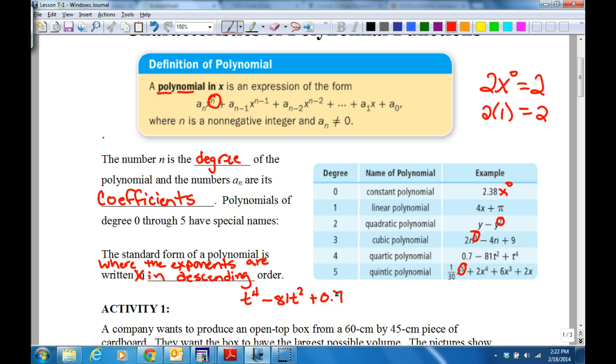So the number 5 is in standard form. Number 5, the quintic one, is in standard form. And so is the cubic one. Okay? Those are in standard form. But anytime it's not in descending order, it's not.